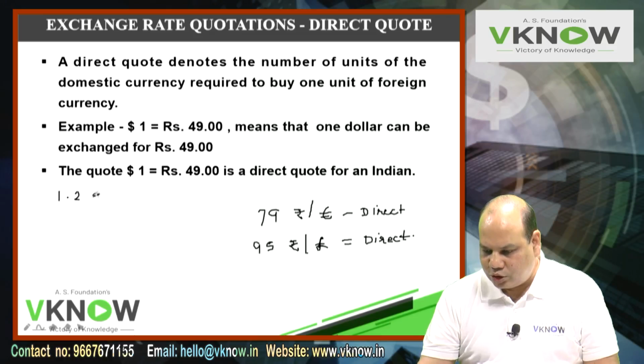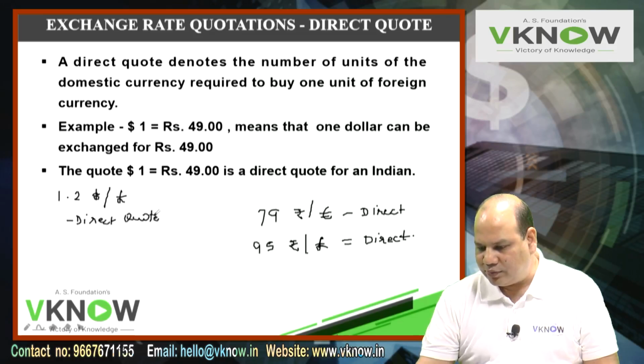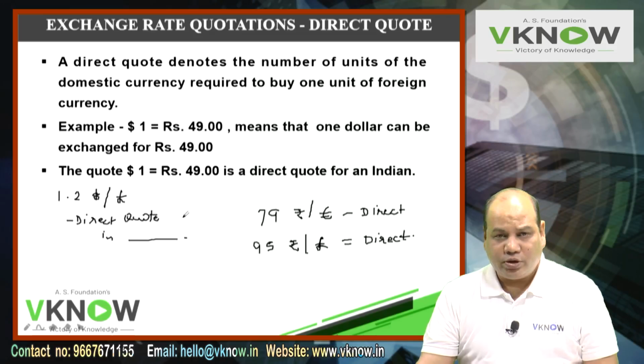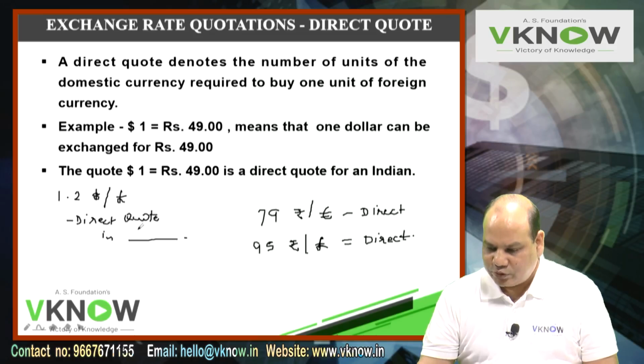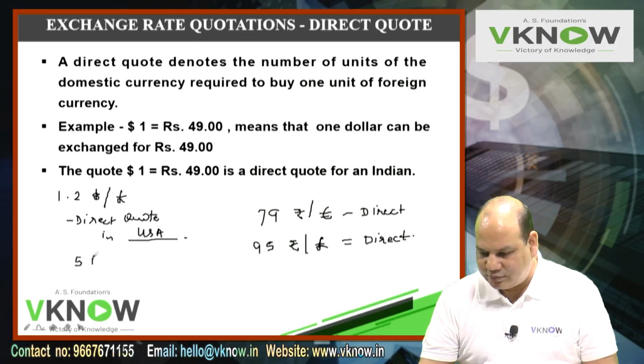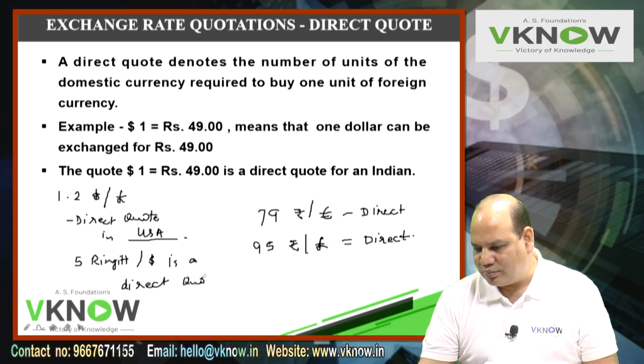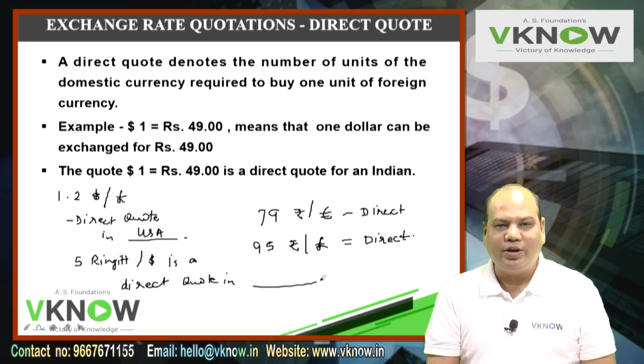$1.2 per pound is a direct quote in, fill in the blanks, direct quote in dash. $1.2 per pound is a direct quote in USA. 5 ringgit per dollar is a direct quote in, fill in the blanks, 5 ringgit per dollar is a direct quote in dash.